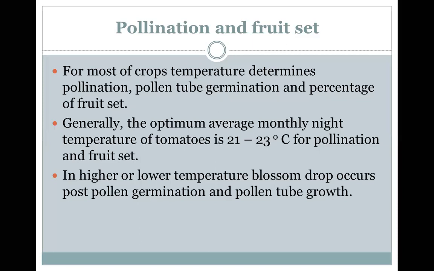set. Generally, the optimum average monthly night temperature of tomatoes is 21 to 23 degrees Celsius for pollination and fruit set, right? So here the example of tomatoes has been given, that the temperature range for pollination in tomatoes is 21 to 23 degrees Celsius, and if this temperature range is provided at the time of pollination, then fruit setting will be good. So in higher or lower temperatures, blossom drop occurs, and post pollen germination and pollen tube. So blossom drop will occur if there is a higher temperature or a lower temperature.